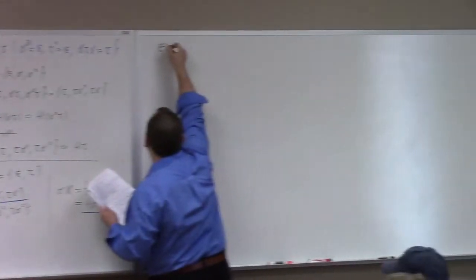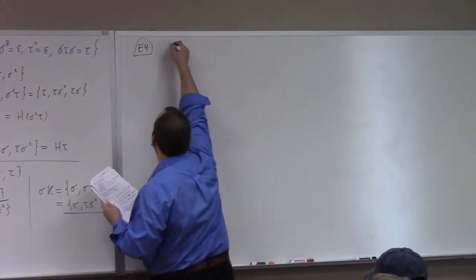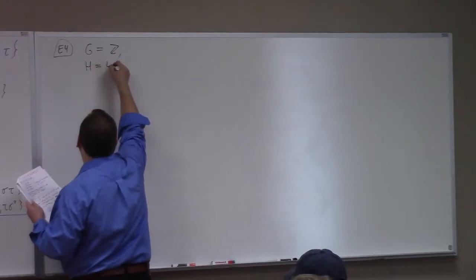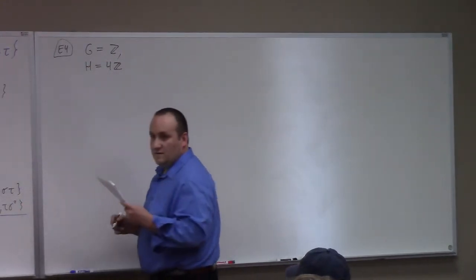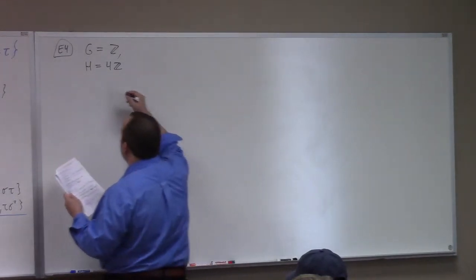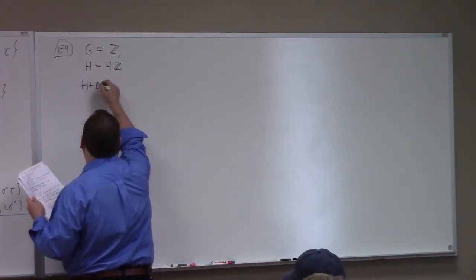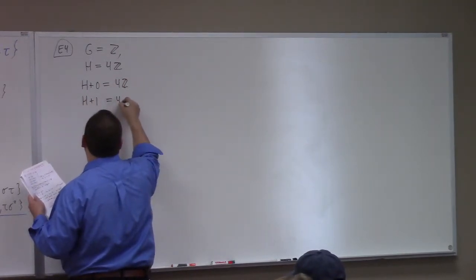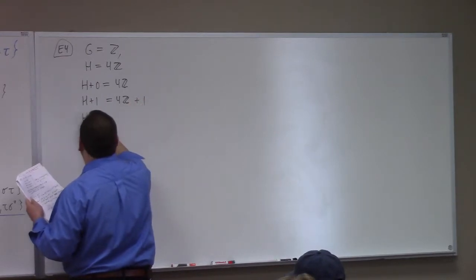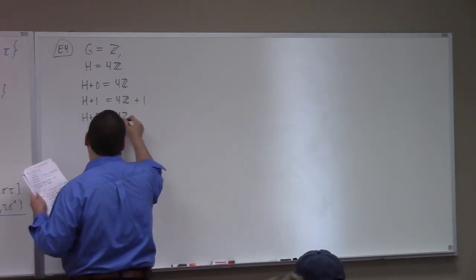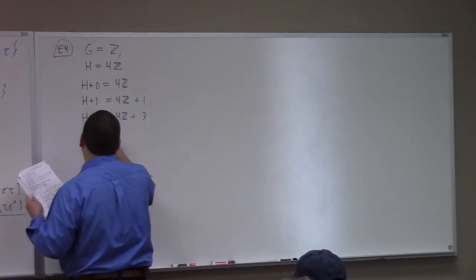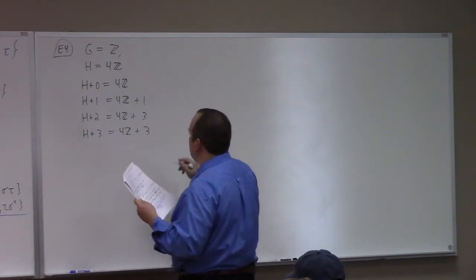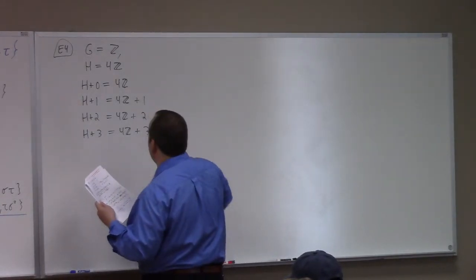Example 4, we could look at G being the integers, and we can look at the subgroup being 4 multiples of the integers. In this case, we have additive cosets, so we've got H plus 0, which is just 4Z. We have H plus 1, which we would denote as 4Z plus 1. We have H plus 2, which is 4Z plus 2. We have H plus 3, which is 4Z plus 3.